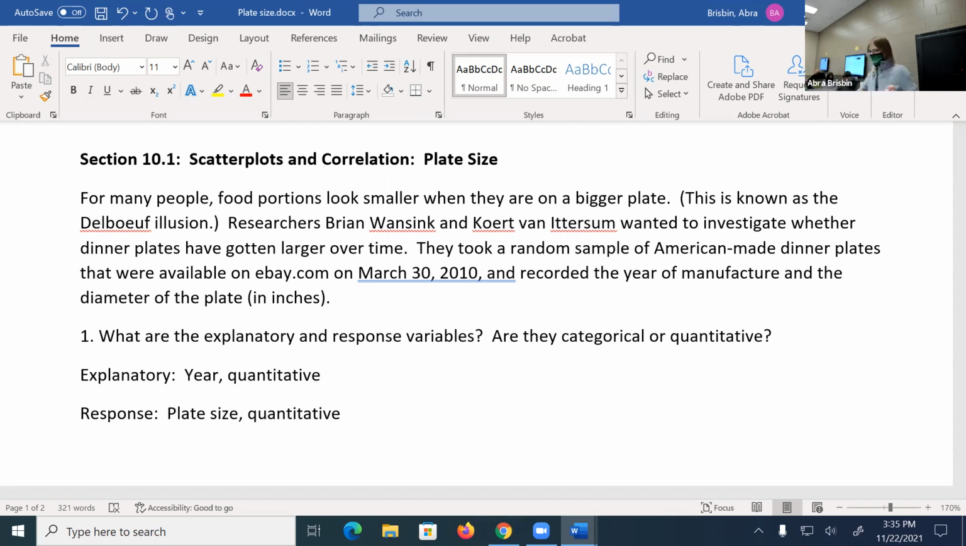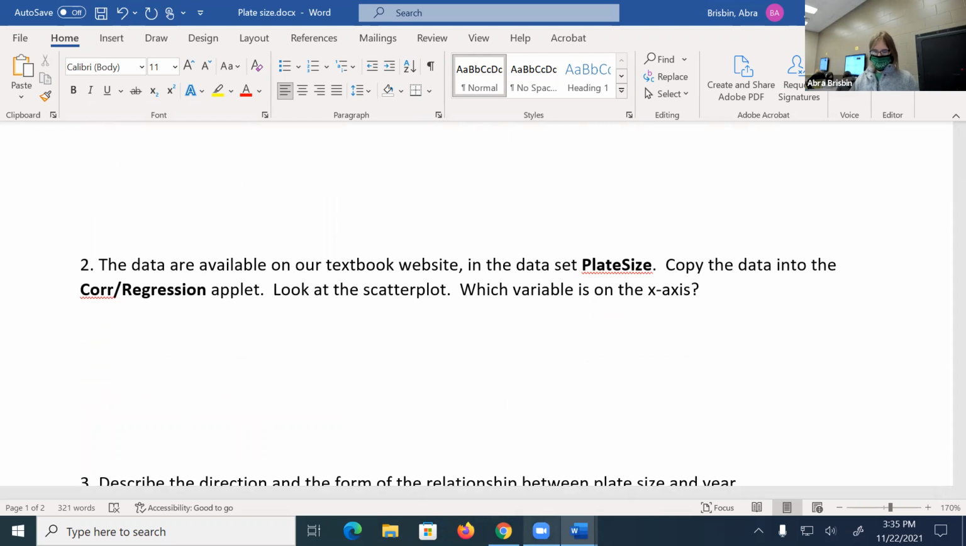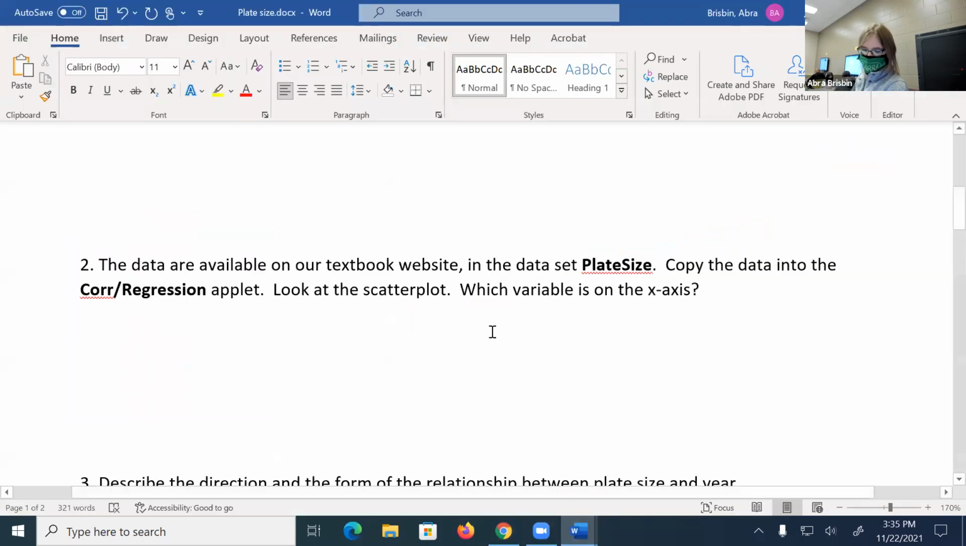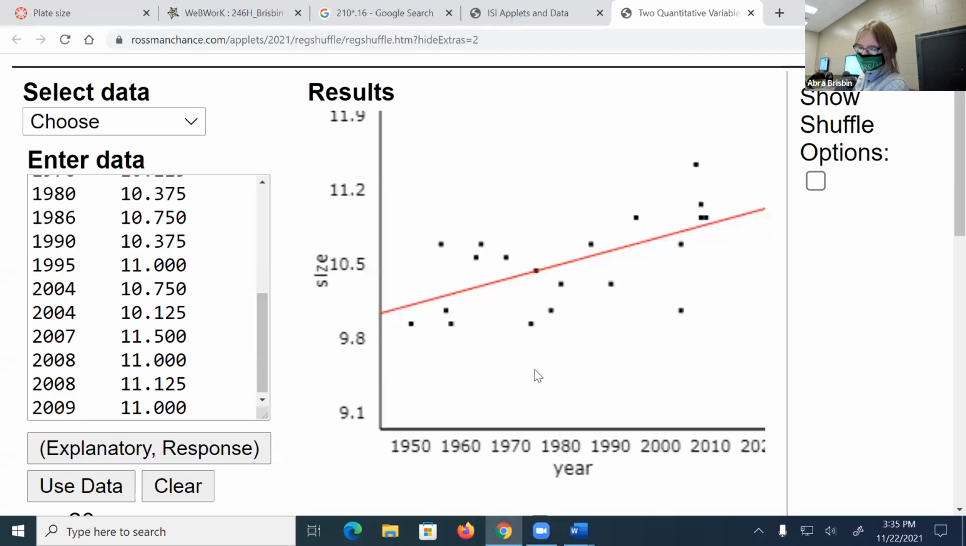All right. So here's what our data look like. And we have year on the x-axis. So that's good. Our explanatory variable is on the x-axis. How would you describe the direction and form of the relationship between year and size?